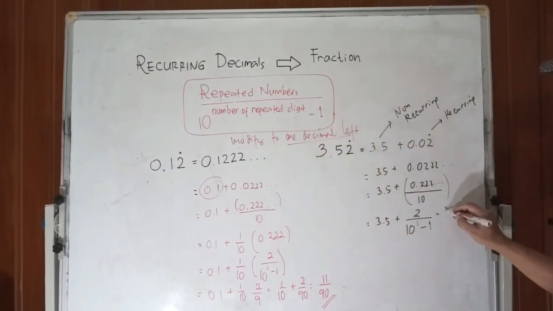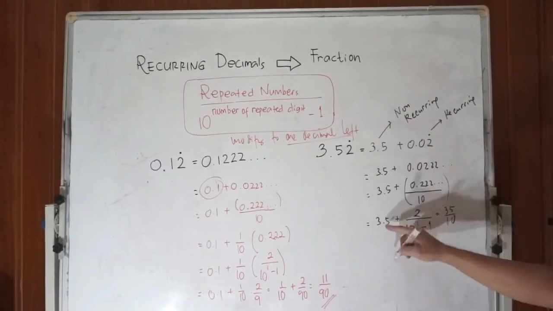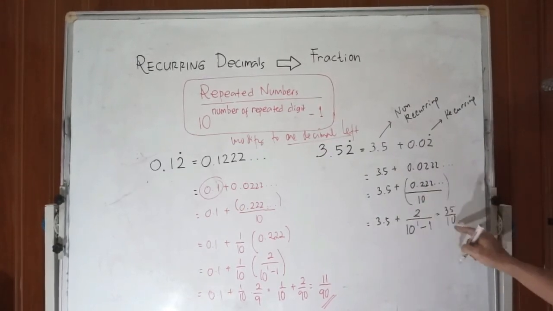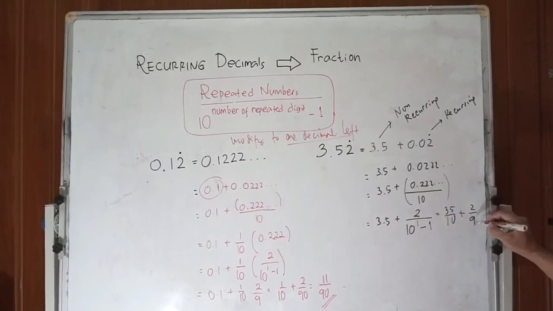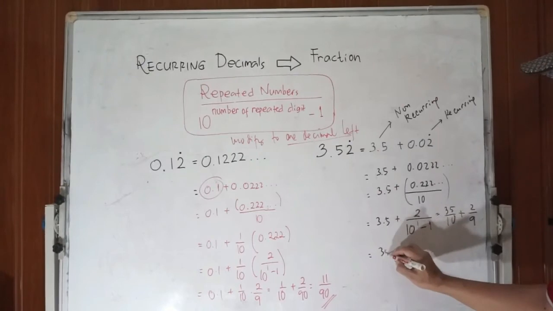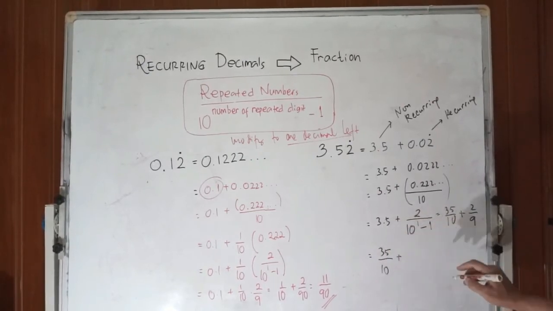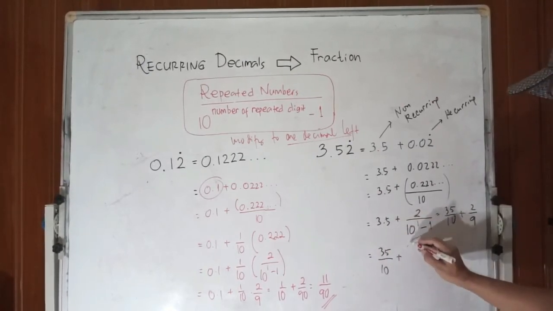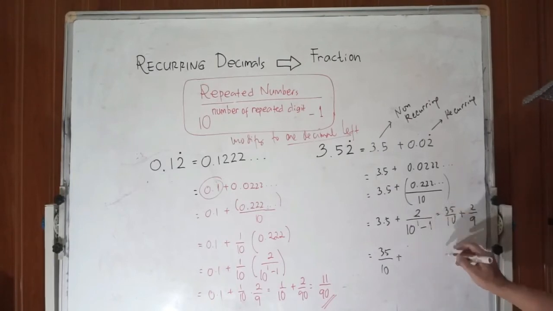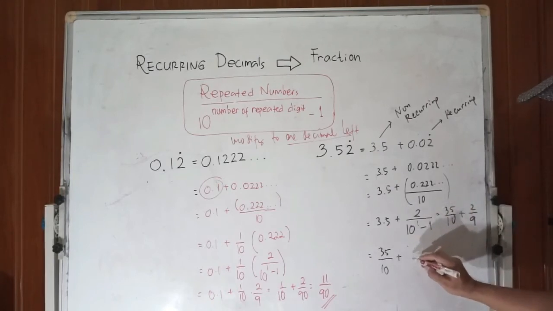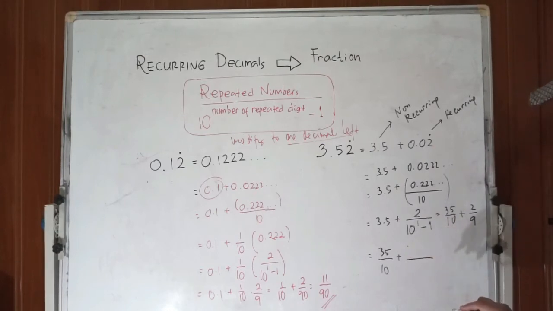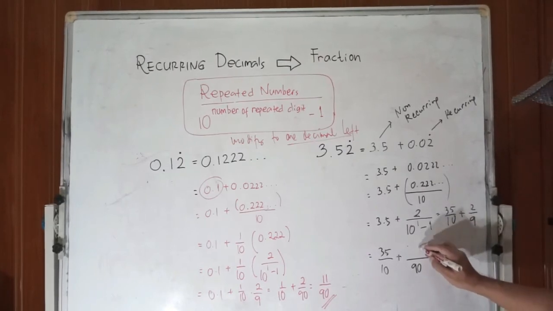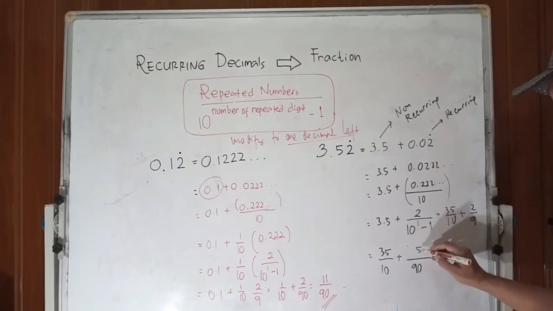So 3.5 is 35 over 10, plus 2 over 9 times 1 over 10, which is 2 over 90. So 35 over 10 plus 2 over 90, right? Yeah, you can use the common denominator 90.